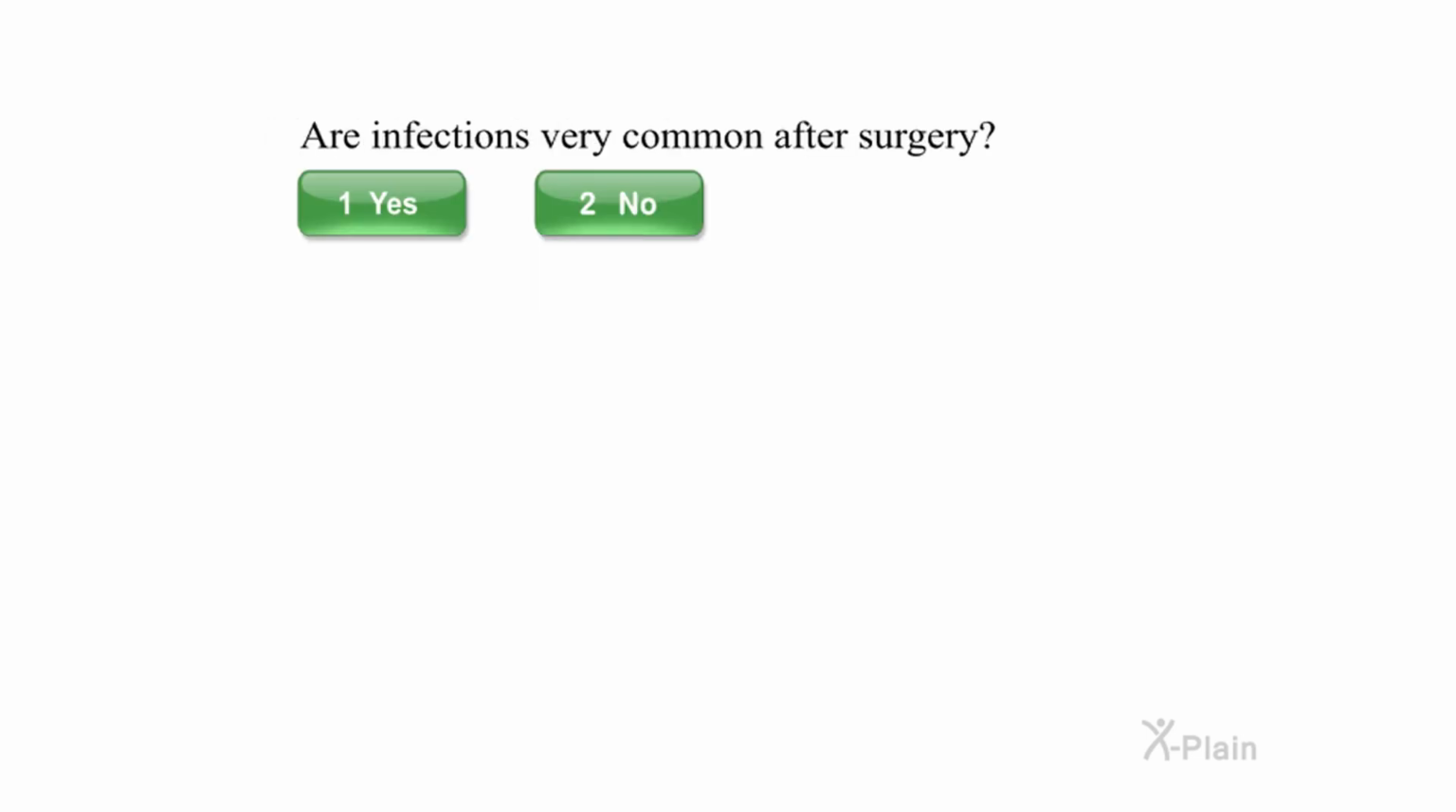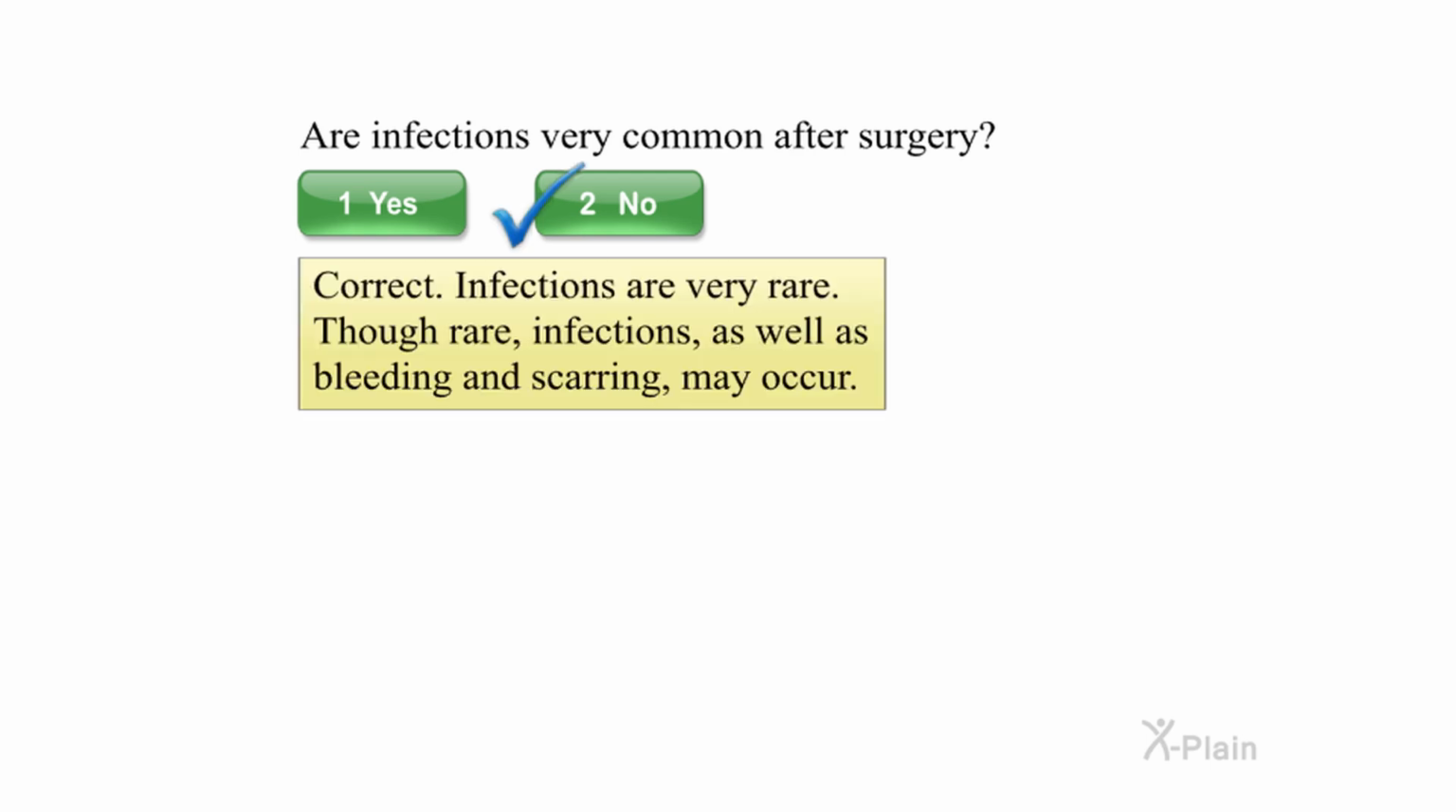Are infections very common after surgery? Select yes or no. Correct. Infections are very rare. Though rare, infections as well as bleeding and scarring may occur.